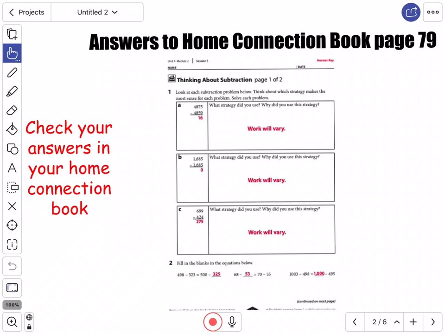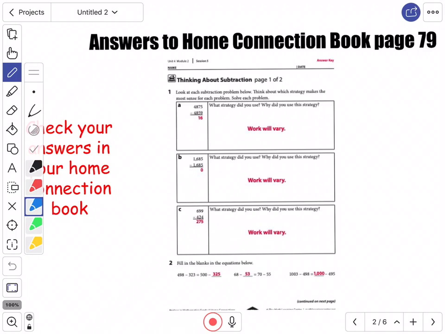And as you can see here, thinking about subtraction, page 1 of 2, look at each subtraction problem below. Think about what strategy makes the most sense for each problem and solve each problem. You'll notice it says work will vary. Well, for this one, the answer you should have gotten was 16. You may have used the standard algorithm. You may have used one of the other ones. Whatever one you happen to use, make sure that you write down what strategy you used and why you used it.